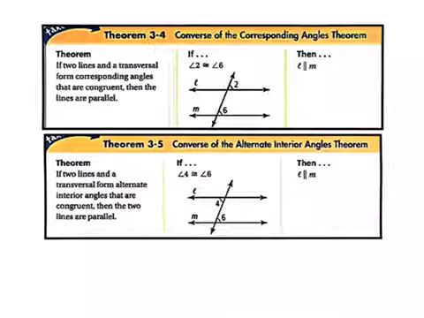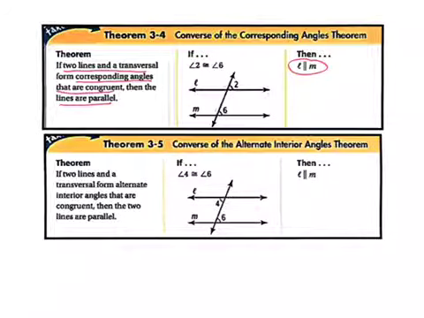Section 3.3, proving lines parallel. Theorem 3.4, the converse of the corresponding angles theorem, states that if two lines and a transversal form corresponding angles that are congruent, then the lines are parallel. So if you can prove congruent corresponding angles, you know that the two lines that they were created by are parallel.